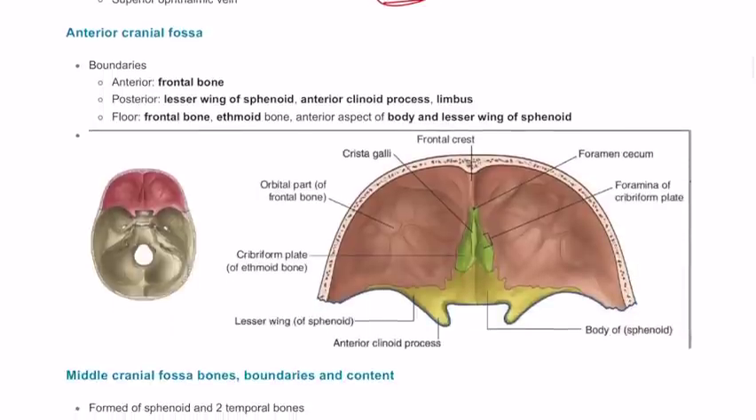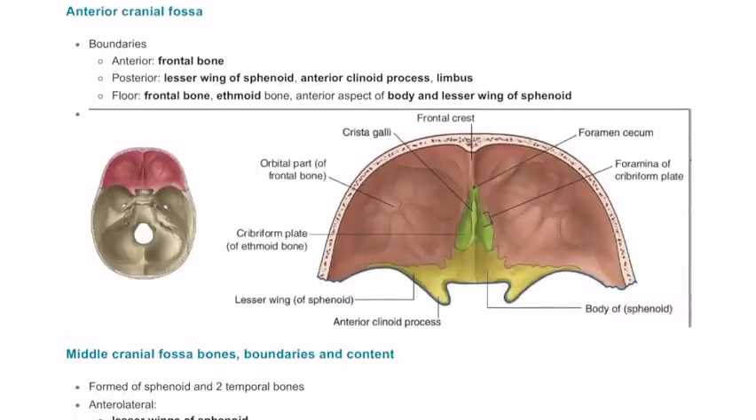Okay, so starting with the anterior cranial fossa, we just need to say what is the anterior boundary, what is the lateral boundary, what is the posterior boundary, and what the floor is formed of. Okay, so the anterior boundary of the frontal or the anterior cranial fossa is formed of the frontal bone, as you can see in here. So this is the frontal bone. Okay, and posterior you have the greater wing of sphenoid. This is posterolateral, this one, greater wing of sphenoid. And posteromedial, you have the anterior clinoid process and the tuberculum sellae, on this side.